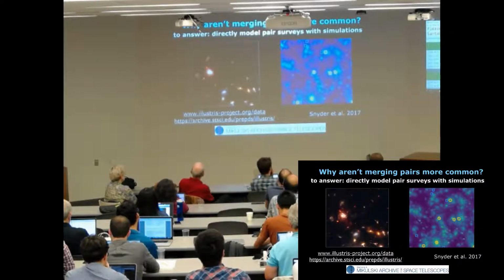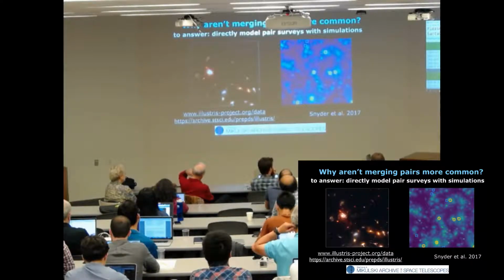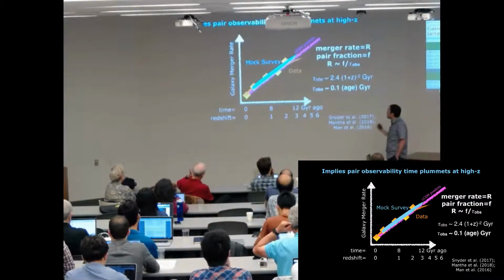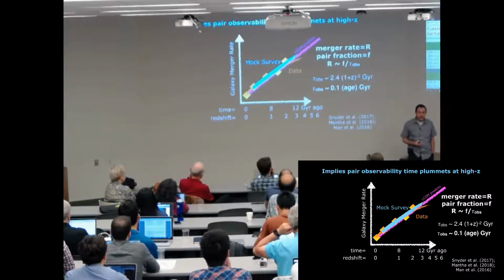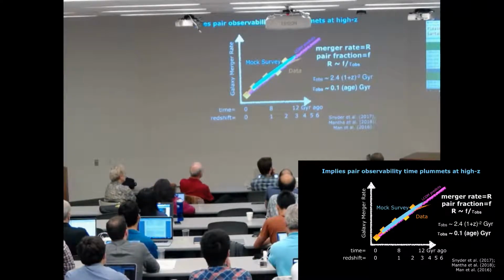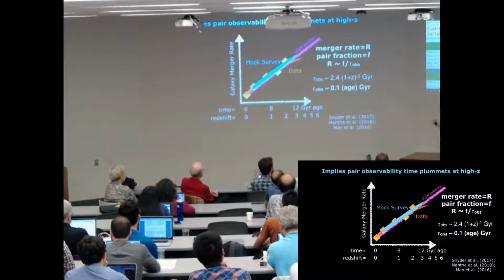And we really wanted to understand why weren't these merging pairs more common. So we made a direct comparison with the simulations where we have both access to sort of forward modeled data space on the left, but also the intrinsic evolution of each of the sources, and we can ask whether or not they're actually mergers or not. And when you do that, we found actually really striking agreement between the pair fractions measured in the cosmological simulation mock surveys and the data with HST. And so what that strongly implies in my mind is that the observability time must be falling rapidly with look-back time.